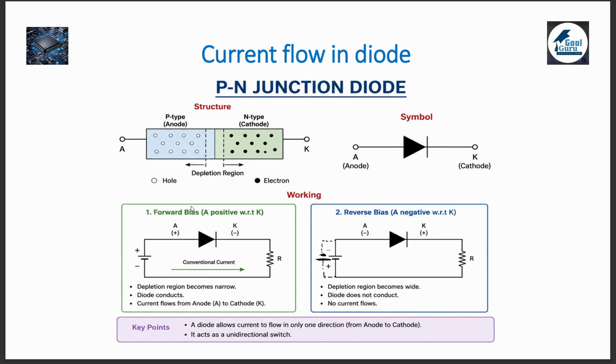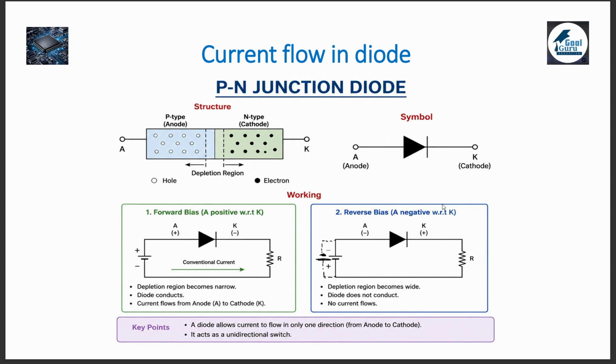We have also seen what is meant by forward bias condition. For forward bias, the anode, that is P type, is given to the positive of the battery and negative of the battery is given to the cathode, that is N type. In that case, depletion region becomes very narrow. We had studied in detail about it in the last sessions. Diode conducts and current flows from anode to cathode as shown here.